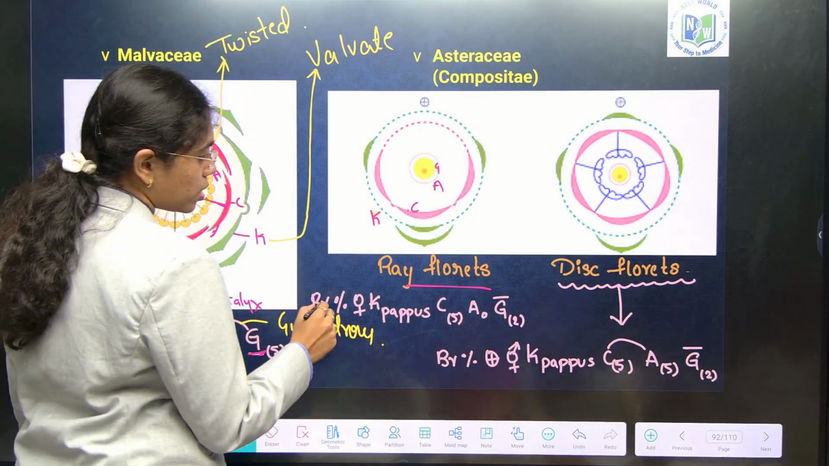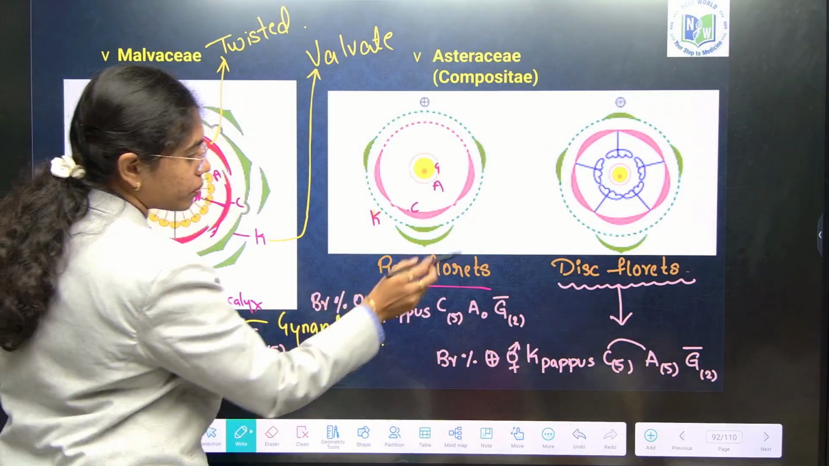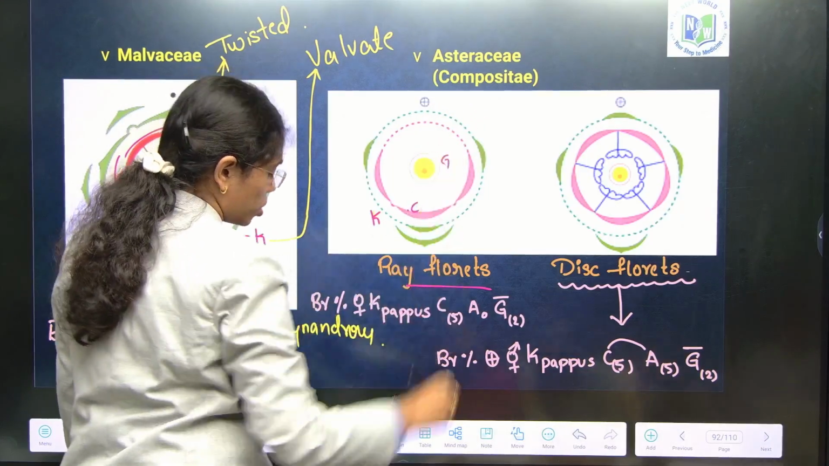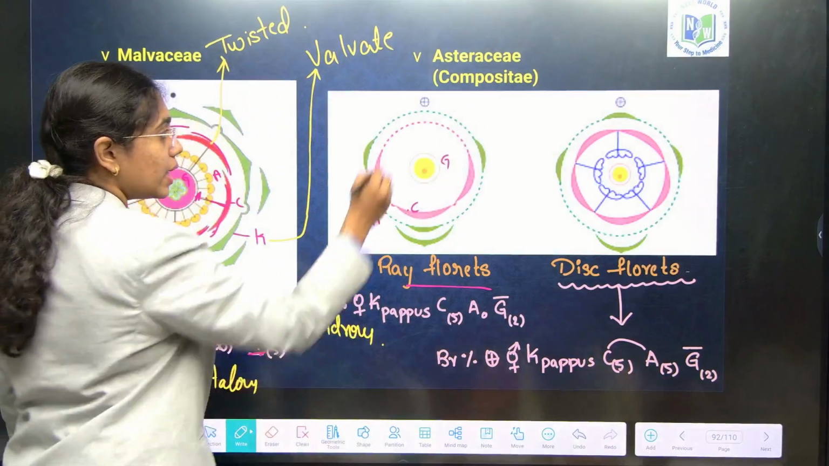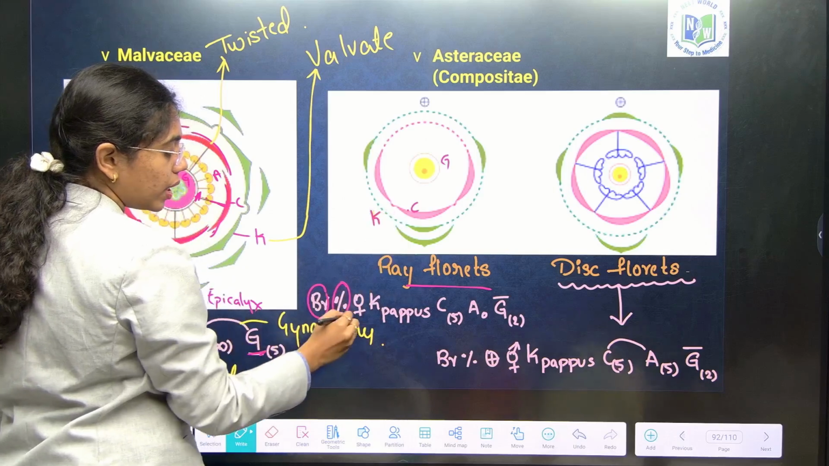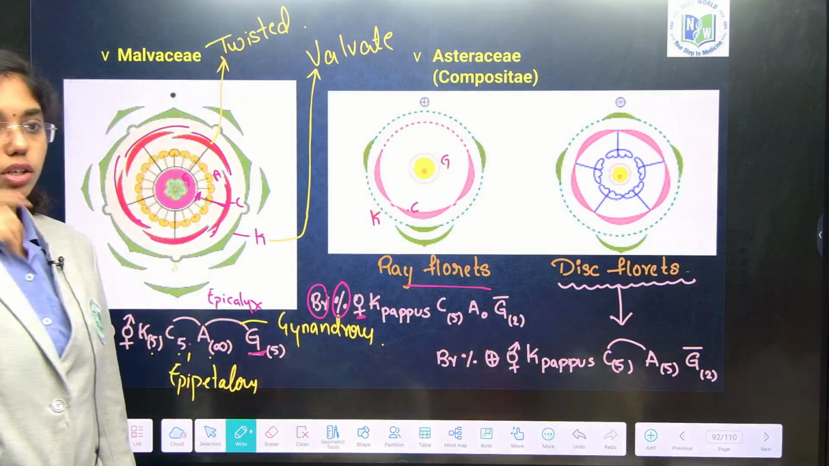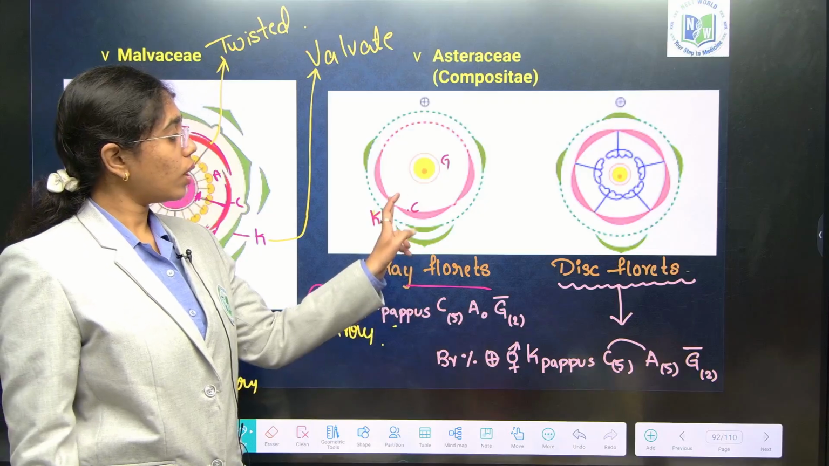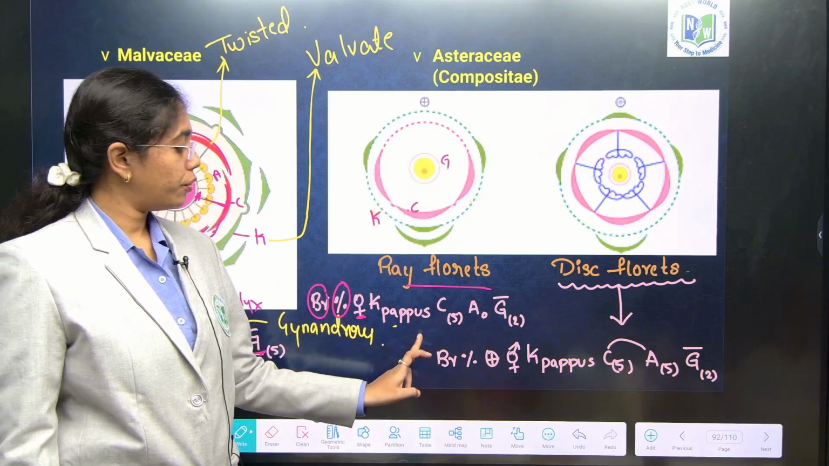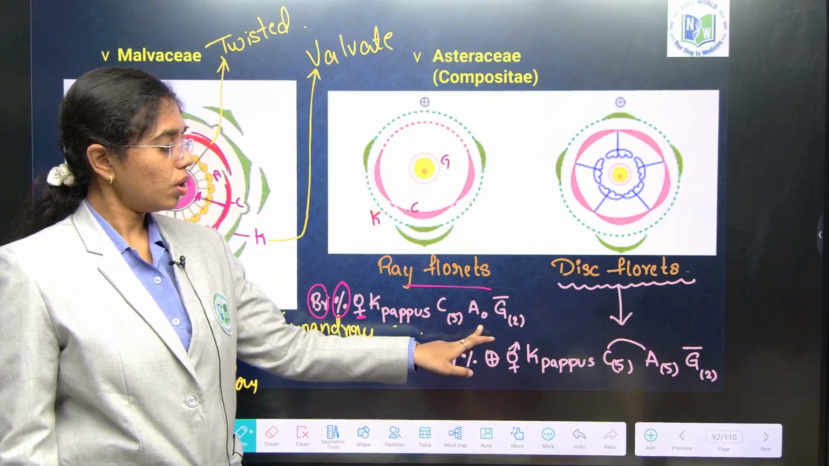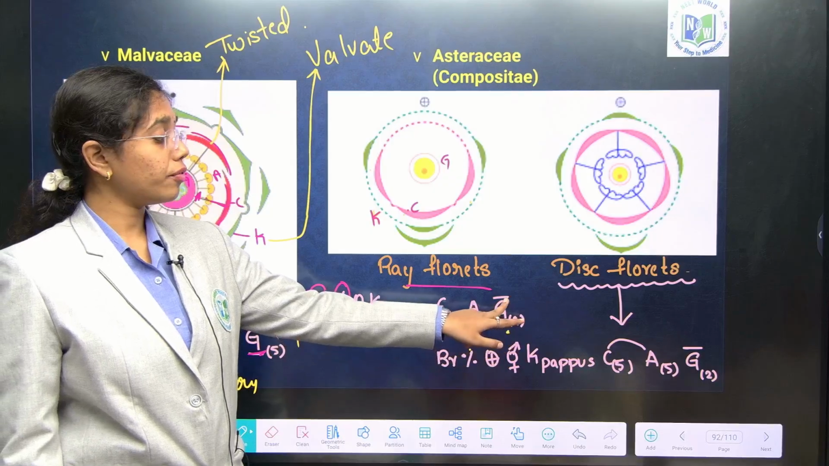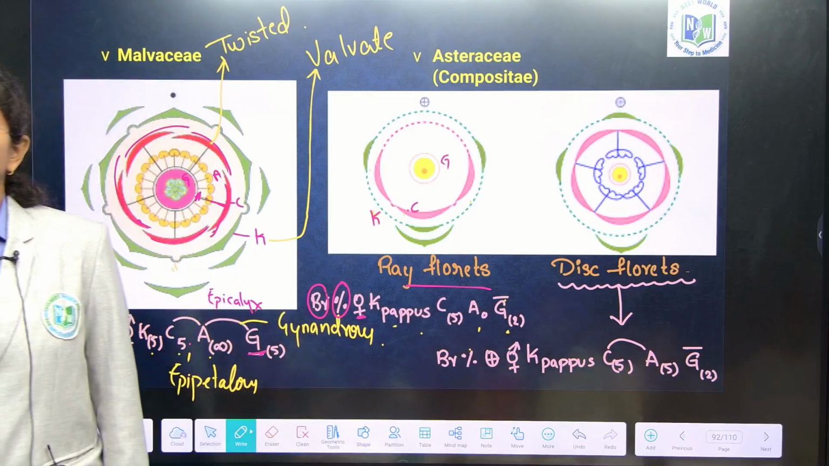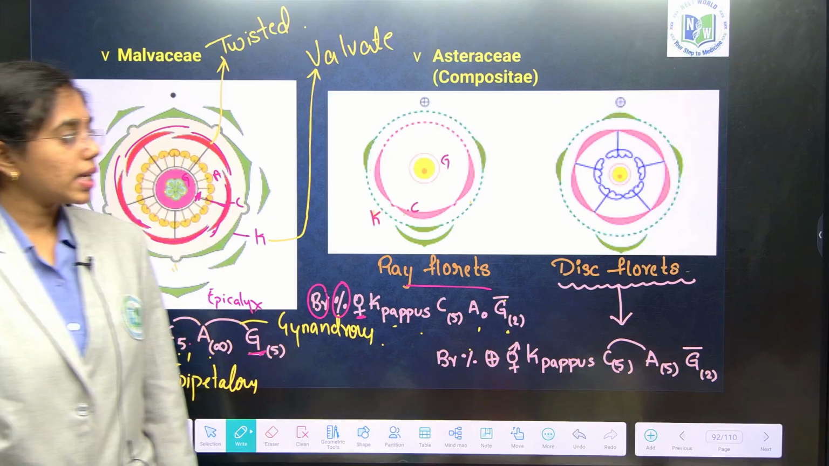So ray florets if you see, only female flowers are present, androecium is 0, only gynoecium is there. It is bracteate, zygomorphic, only female flowers are present, not bisexual. Calyx is reduced to pappus, corolla are 5, fused, androecium is 0, gynoecium is 2 with inferior ovary, epigynous flower. Clear with ray florets?